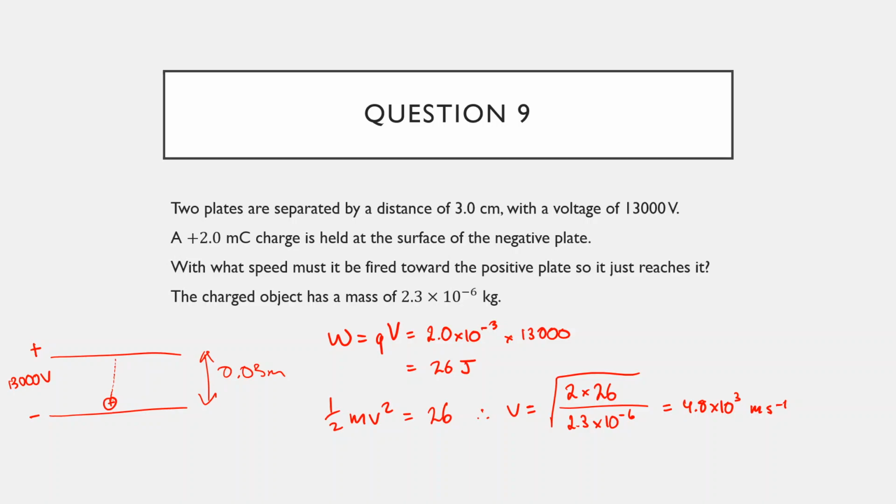Okay, so the way we worked it out was we said, how much work is going to be done to move that charge from one side to the other? We have to provide the work. The work is being done against the electric field. How much work is that? Well, that's just QV. Anything involving moving charges across parallel plates, you use QV. And we worked out you need 26 joules of energy to do that. So what you could do is provide this charge with this 26 joules of energy in the form of kinetic energy at the start, and that means it's going to have a particular speed. What speed? This speed here.